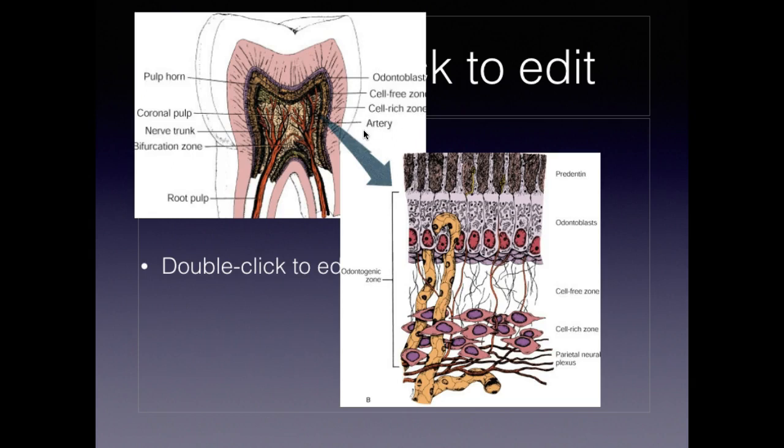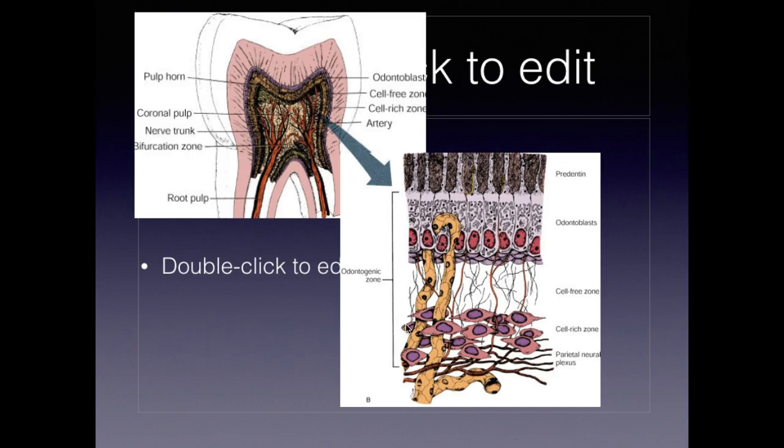Now we'll be looking at all of the different zones of the pulp. This is a cross-section of a tooth that is lined with odontoblasts. If we look at it close up, you'll see these are the odontoblasts that line the pulp. Next to that is the cell-free zone of Weil, which is right beneath the odontoblasts. Mainly we see this in the coronal pulp.